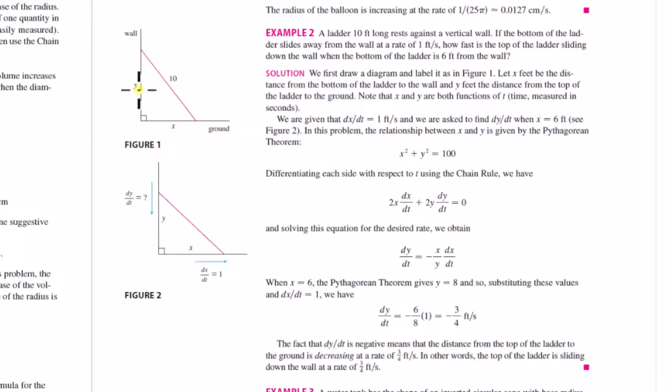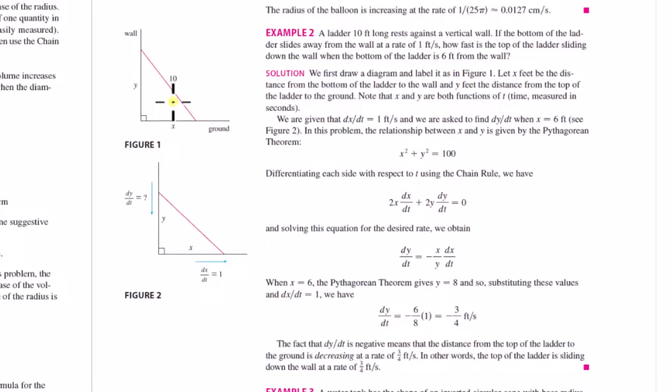The nature of these problems is that the rate of change of one quantity and the rate of change of another quantity are related because of the nature of the problem, right? These are related because they're all part of this ladder. These are part of the triangle made by this ladder.